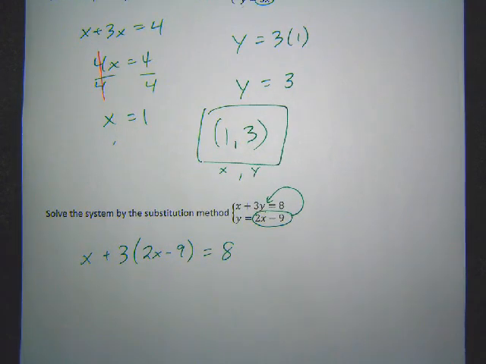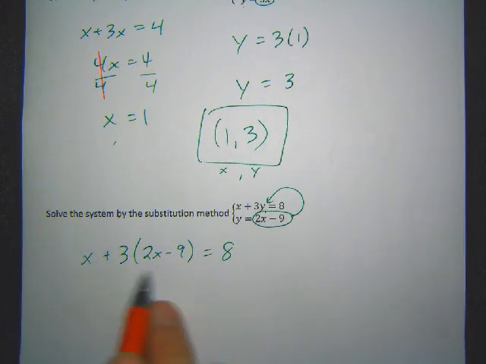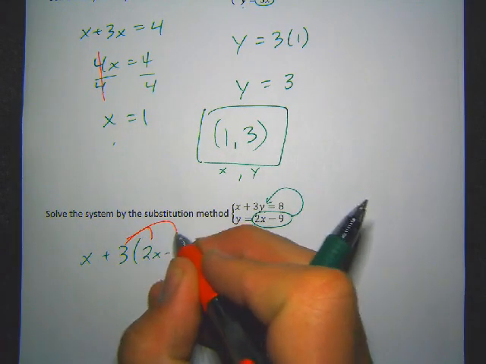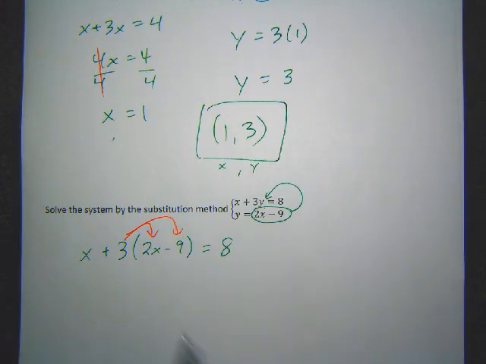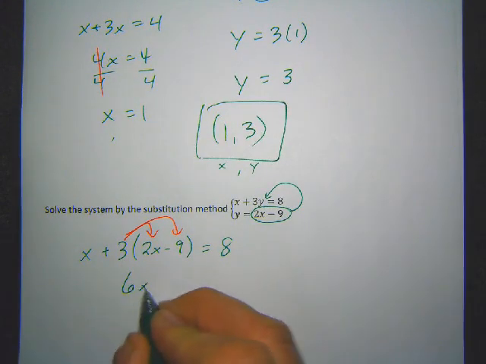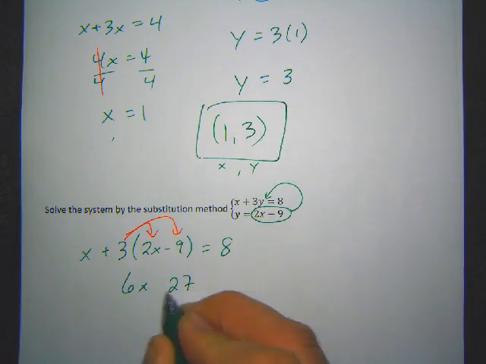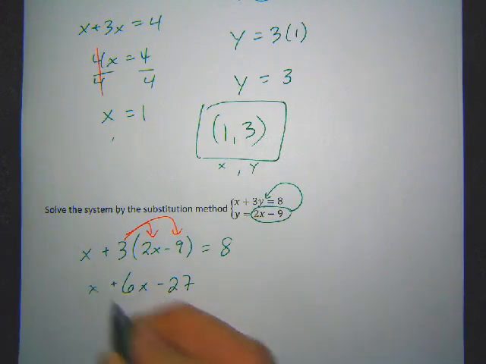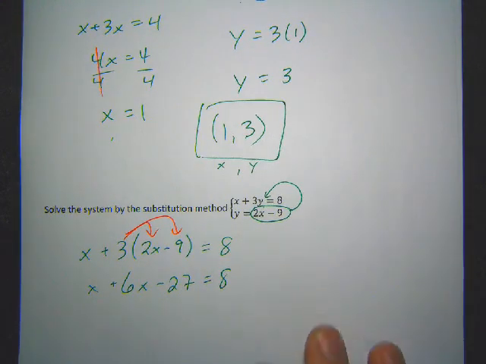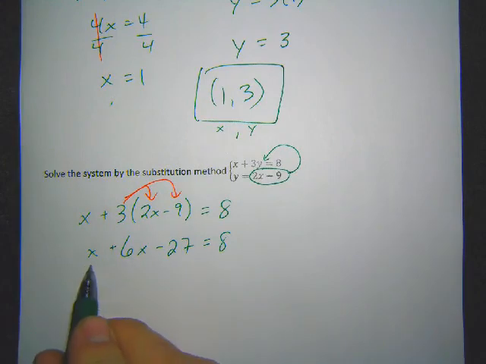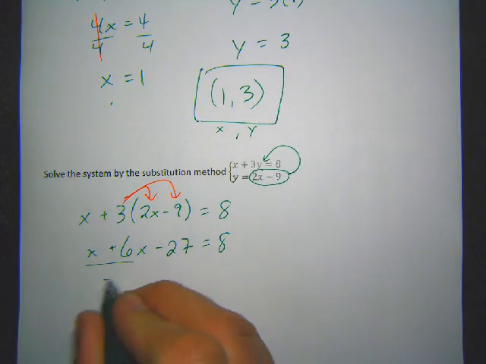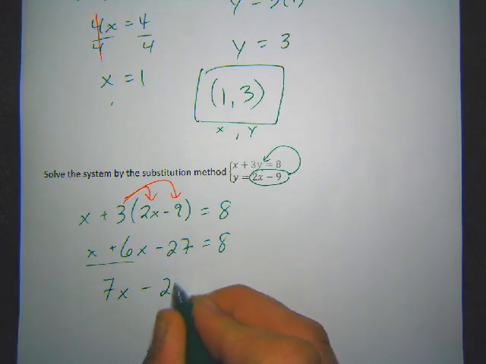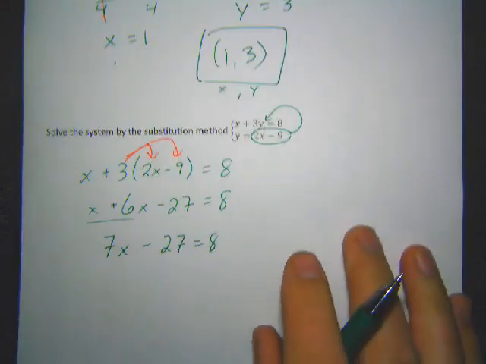Okay, so now I'm going to go ahead and solve this equation. Now that it only has x's in it, we can solve for x and get the first part. So I'm going to distribute the 3, because by distributing I can get rid of the parentheses. 3 times 2 is 6x, 3 times 9 is 27. Don't forget the minus, and don't forget the plus x equals 8. Next I can combine some like terms. x plus 6x is 7x. Now try to get x by itself.